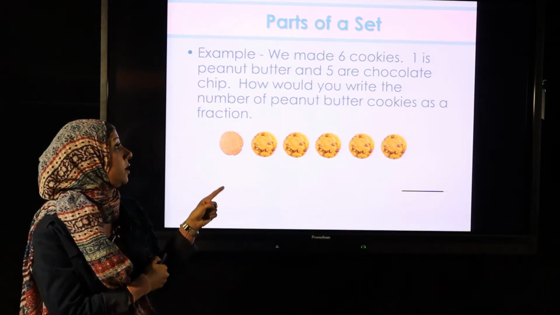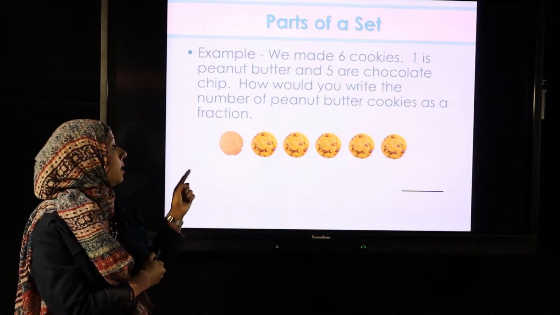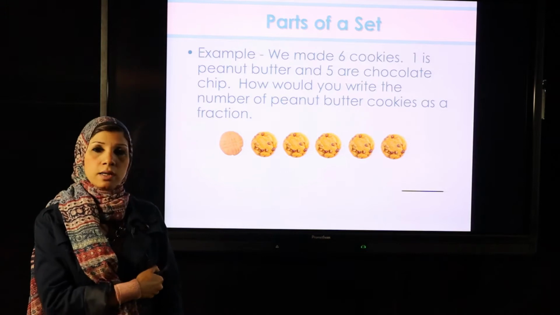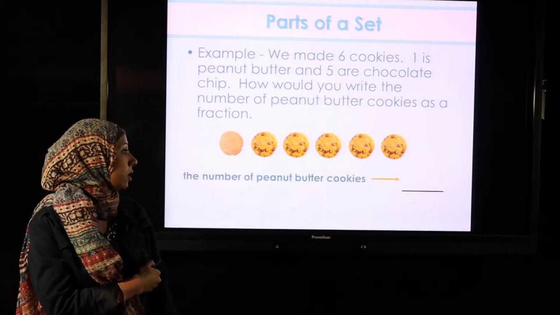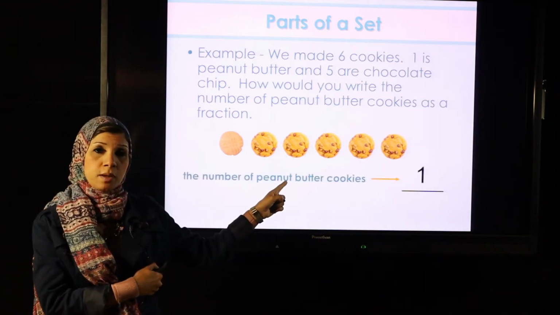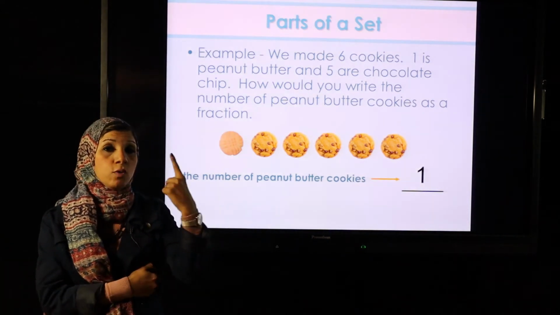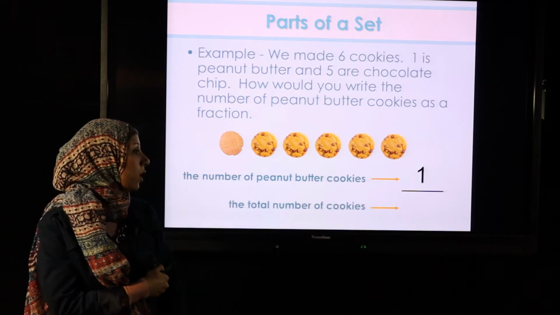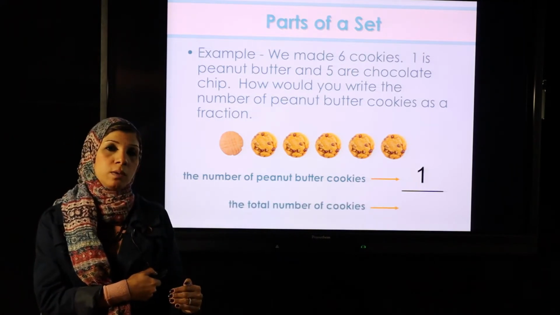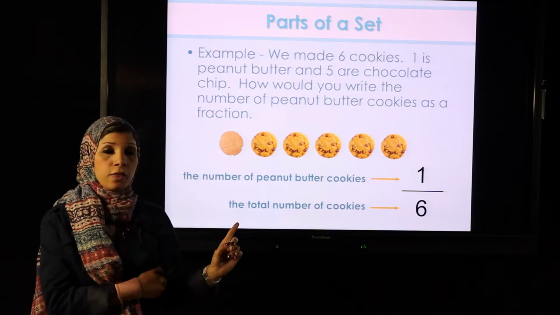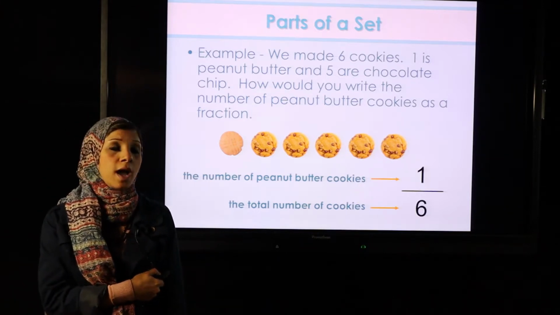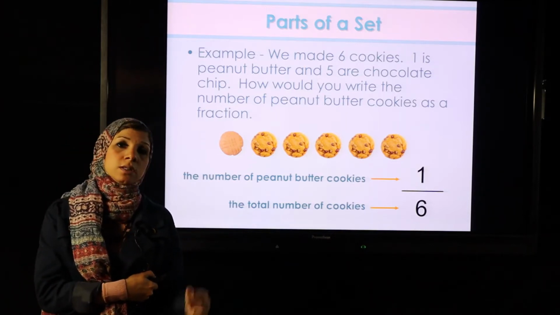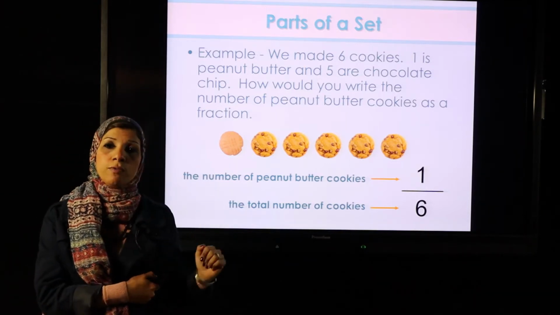As we see, we have here 6 cookies and one of them is different from the others. How can we write the fraction of it? We write the first number, which is the different one. Only one is different, so we write 1 up. And we write the number which will be down, all the cookies we have. How many cookies do we have? 1, 2, 3, 4, 5, and 6. So our fraction is 1/6.